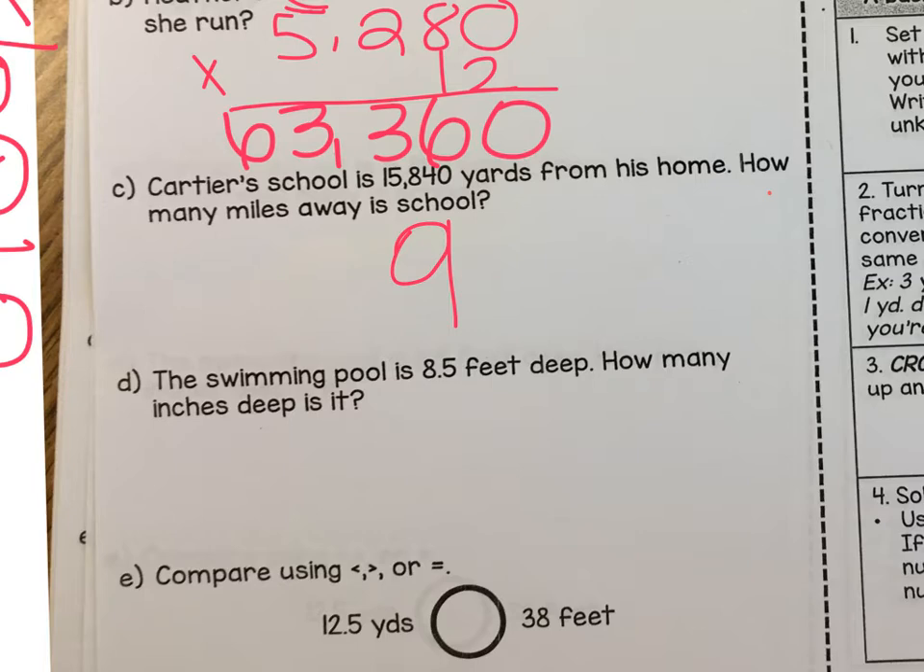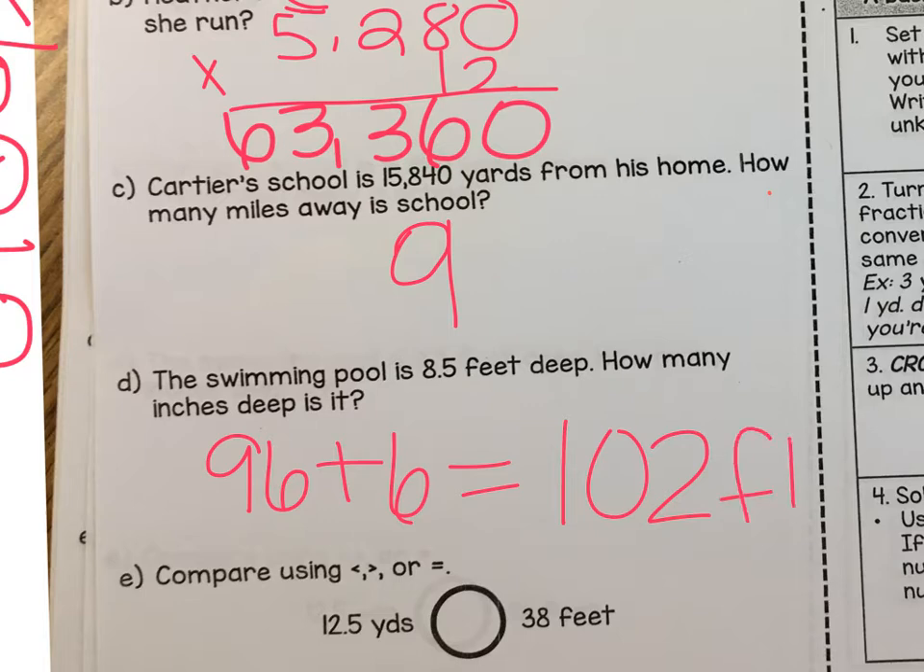96. Very good. Plus 5 inches. Nope. Wait, stop. What is half of a foot? How many inches? 6 inches. So when I add those together, I got 102 feet. Who got 102 feet? Okay, good job.